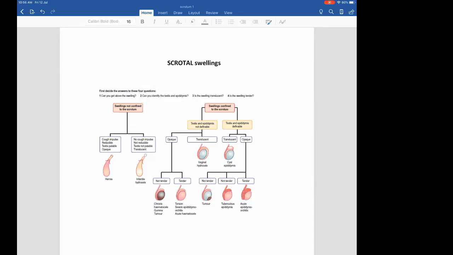What is important is that scrotal swellings include a vast array of swellings, starting from a hydrocele, to a testicular tumor, an epididymal cyst, not so common things from an examination perspective, an epididymitis, but very common from an examination perspective is something called a testicular torsion.